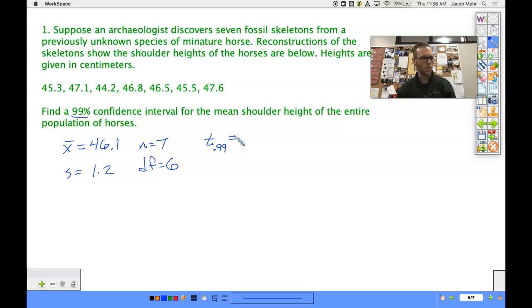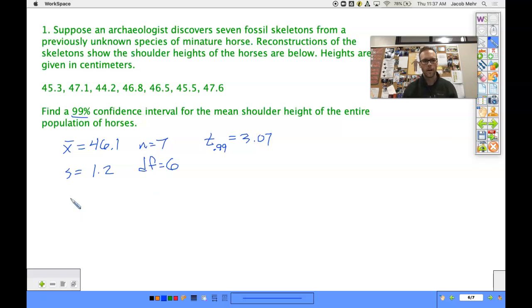So this is where we go to the book. I'm going to go to a level of confidence of 0.99. I'm going to go down on my table until I hit 6 degrees of freedom, and then I'm going to go over. So I'm seeing 3.707. Okay. So that's how we look up our score. Instead of just using 1.645, 1.96, 2.575, we have to look it up in the table each time. It depends on the degrees of freedom. All right, so we have that.